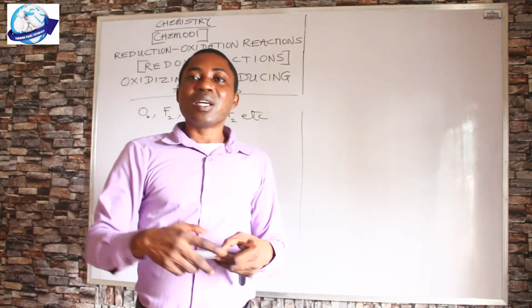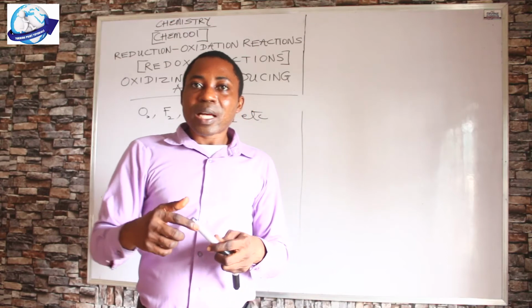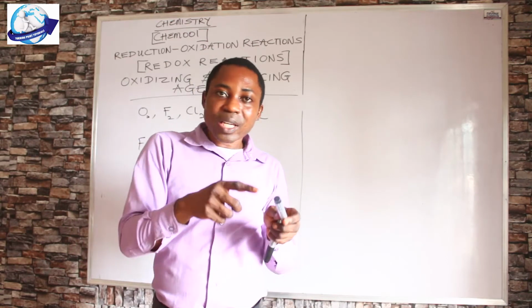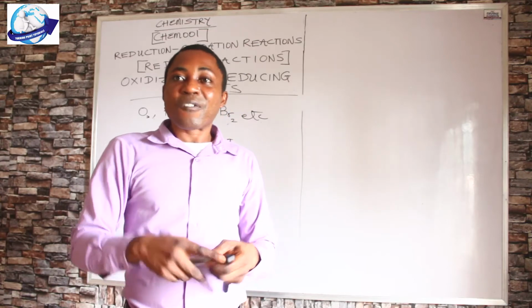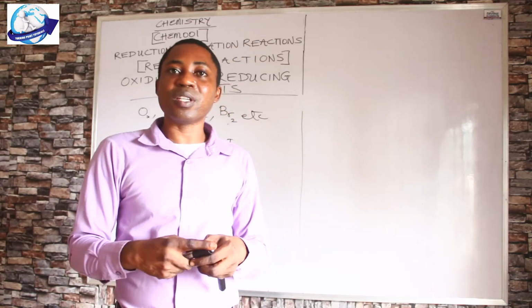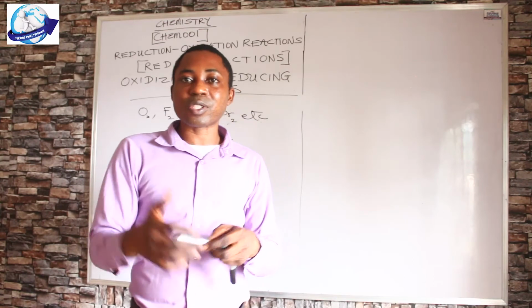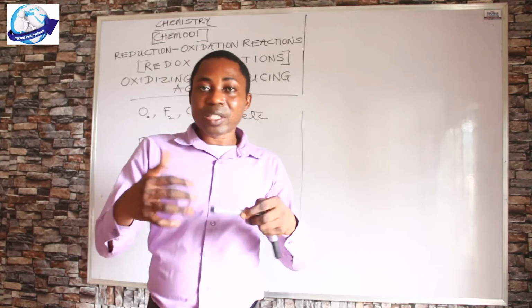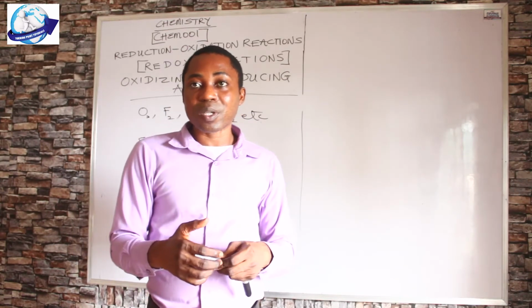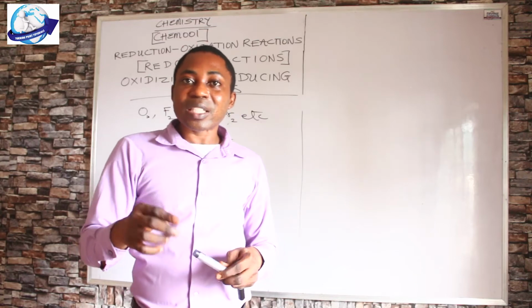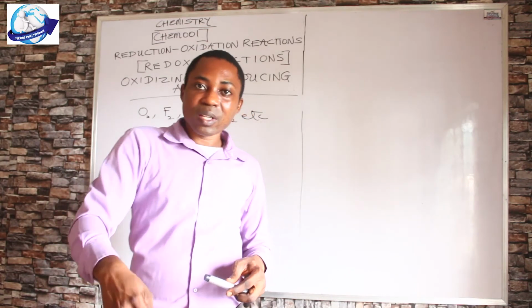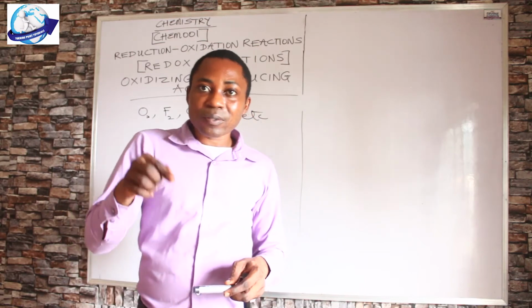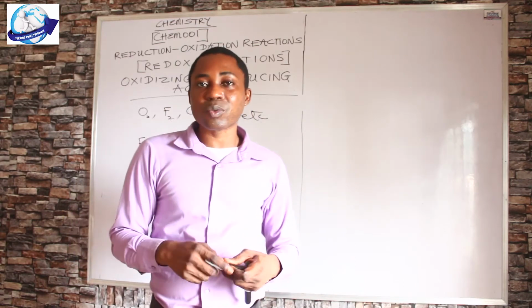For this reason, we can say that a halogen displaces another. A halogen can displace another halogen below it in the periodic table from a salt of that halogen in aqueous solution. I am saying it again: a halogen can displace another halogen below it from a salt of that halogen in aqueous solution.